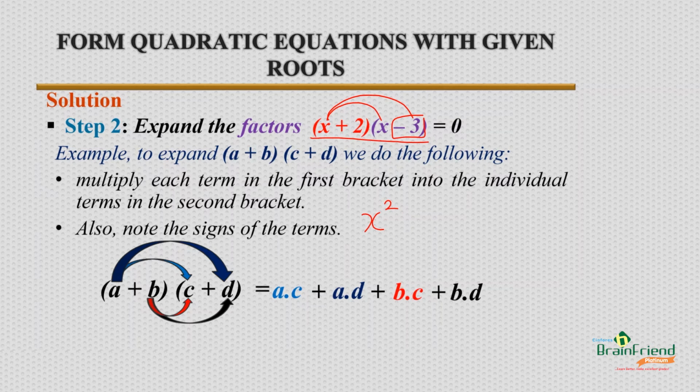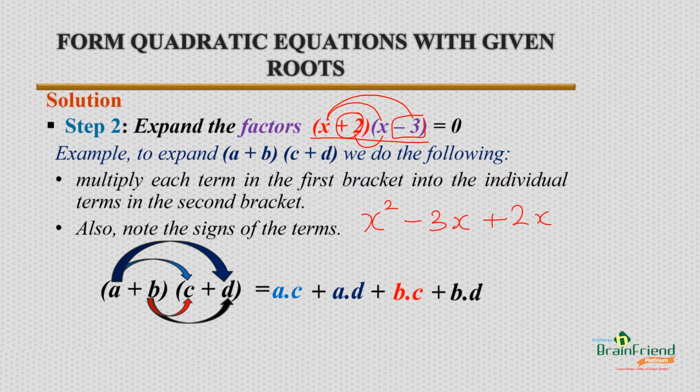It will give us minus 3x. Of course, you can read that as minus 3 times x. The next will be now to multiply 2 by x. This times this. Please note, the 2 has a positive in front of it, which is why I'm taking just 2. So it's 2 times x, which will be plus 2x.